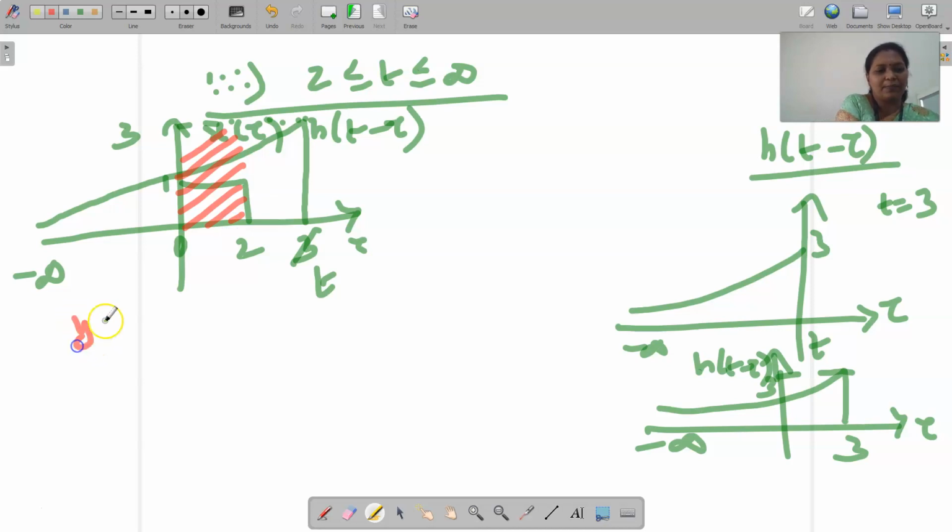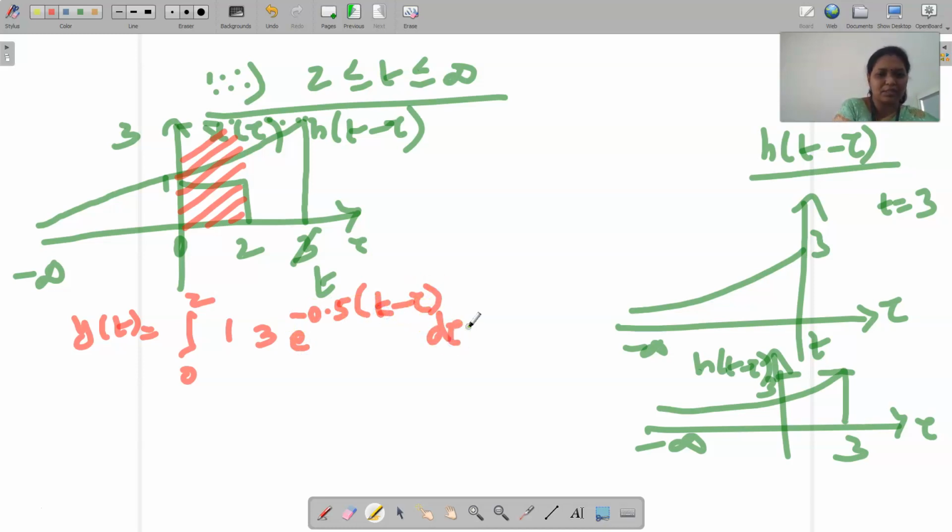So y of t is given by, instead of minus infinity to infinity, you have 0 to 2. Okay. So already we have done the previous thing. You can refer to that and write what is x of tau. X of tau is 1. What is h of t minus tau? It is 3 into e power minus 0.5 into t minus tau, d tau. Okay. So this is what we have discussed in the previous case. The same thing you can write, only the limit changes. There the overlap exists for 0 to t, here the overlap exists for 0 to 2.